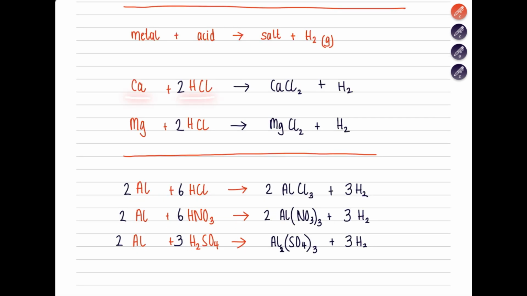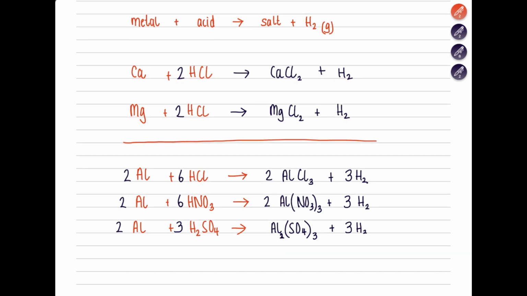Calcium plus hydrochloric acid forms calcium chloride and hydrogen gas. Magnesium forms magnesium chloride and hydrogen gas. Calcium, magnesium, as well as aluminum can also react with all kinds of acid. So we get aluminum chloride, aluminum nitrate and aluminum sulfate. Remember, the ionic state of aluminum is Al plus 3. Chloride is -1, nitrate is -1 as well, and sulfate is SO4 -2.